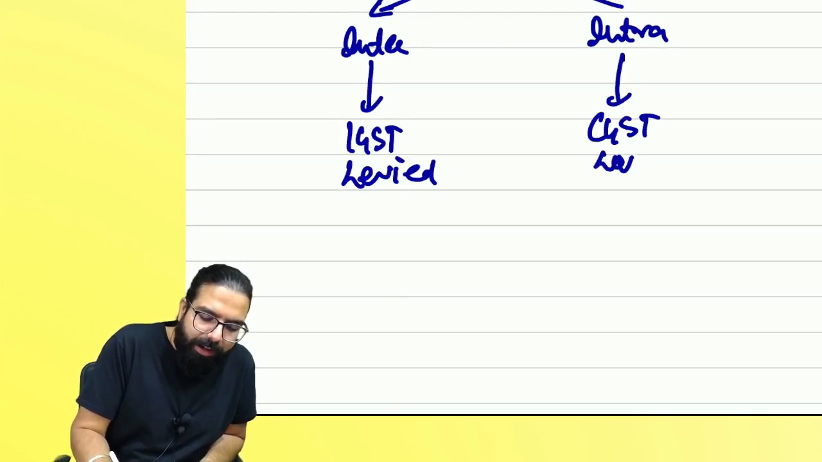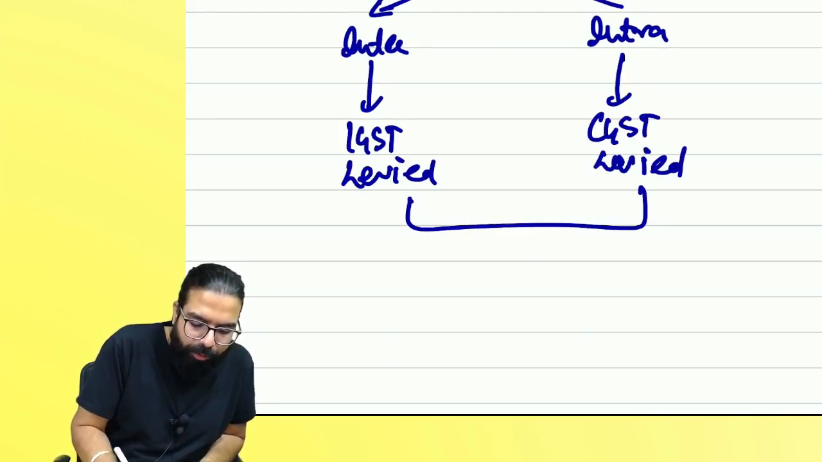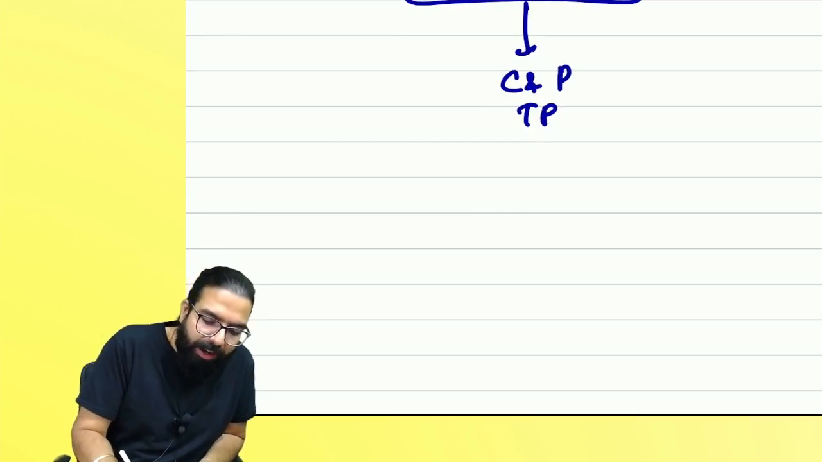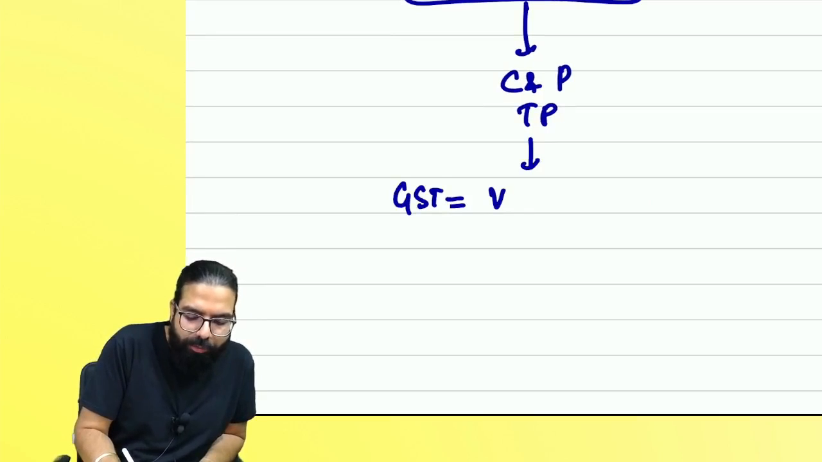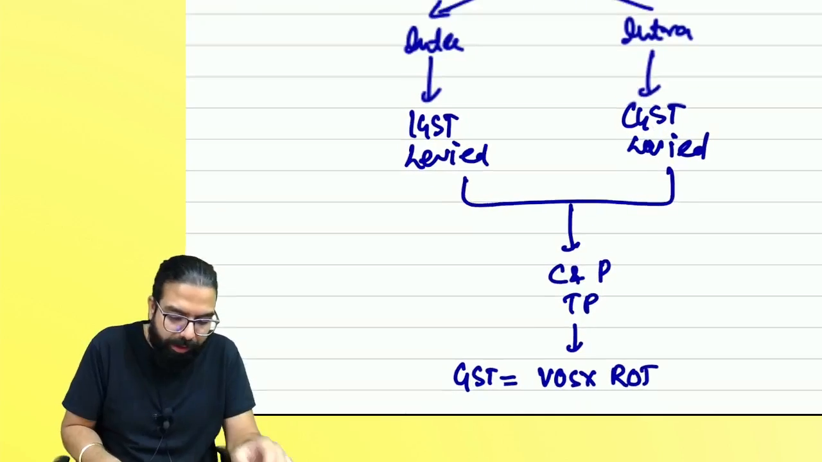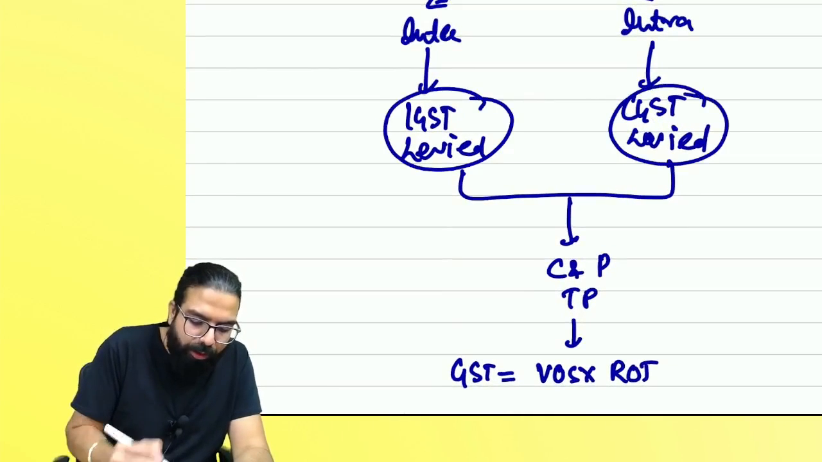CGST shall be levied. Once GST is levied, GST has to be collected and paid by whom? By a taxable person. How will he collect and pay? He will calculate GST is equal to value of supply into rate of tax. Now, everyone, this is the place where we are going to learn today.